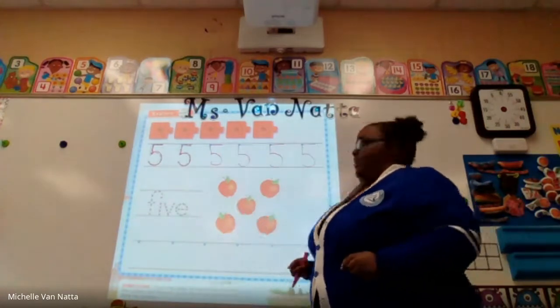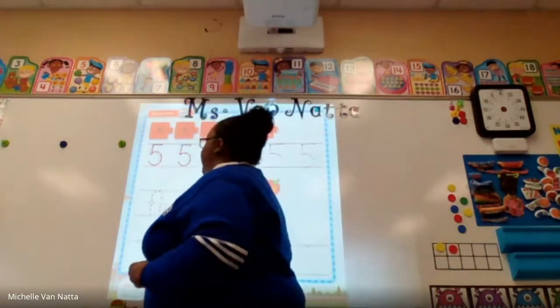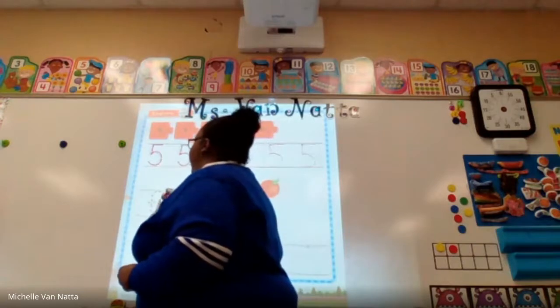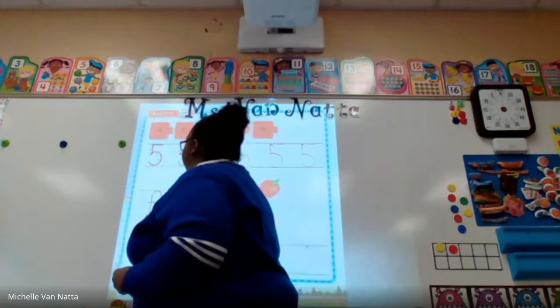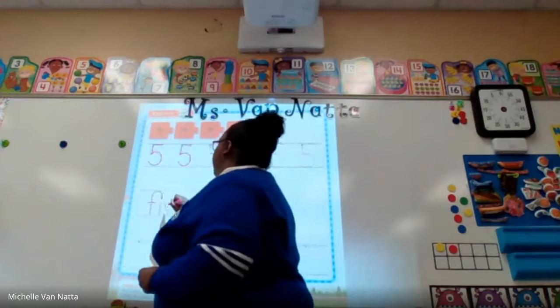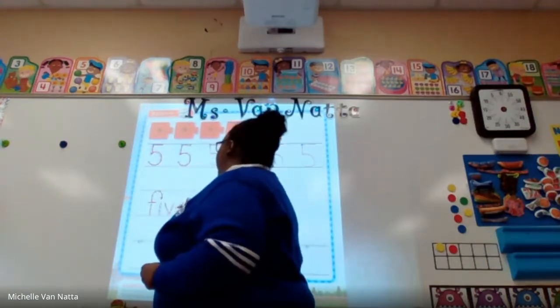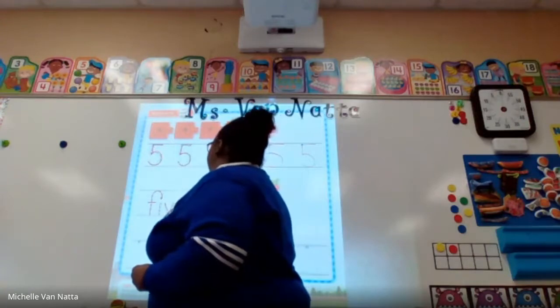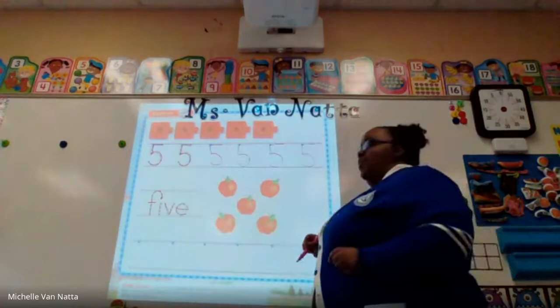Now that you've learned how to write it as a number, let's learn to write it as a word. So here we have the letter F, the letter I, don't forget your little dot, the letter V, and the letter E. And that's how you write 5 in word form.